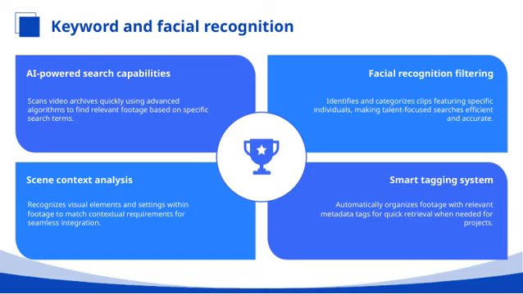First, keyword and facial recognition allow us to quickly sift through large video archives by searching for specific terms or identifying particular individuals. This makes finding relevant footage much more efficient. Next, facial recognition filtering helps us focus on clips that feature certain people, making talent-focused searches both accurate and streamlined. It's especially useful when you need to locate footage of specific individuals without manually scanning through hours of video.